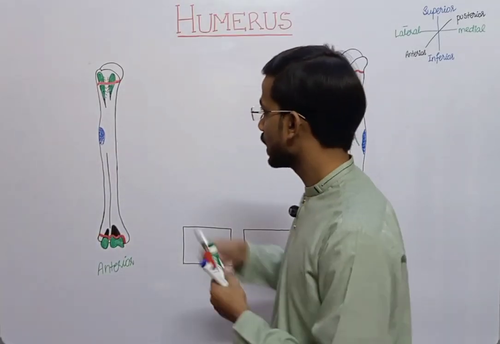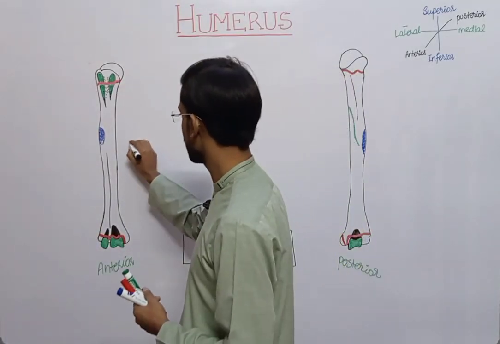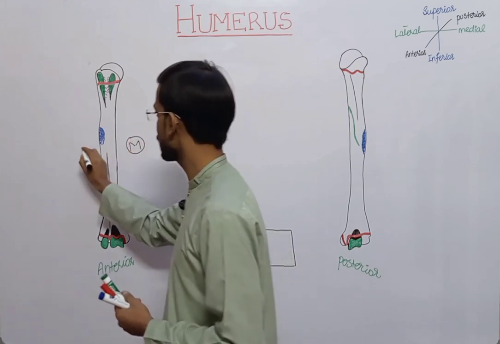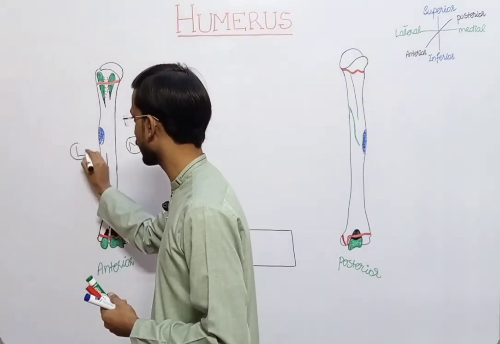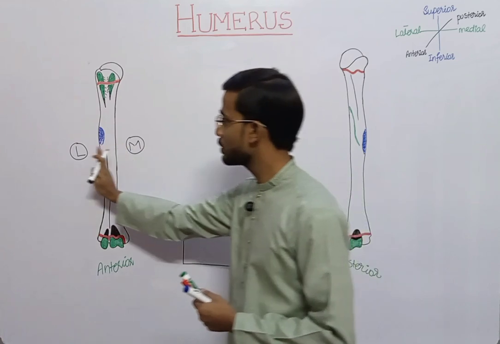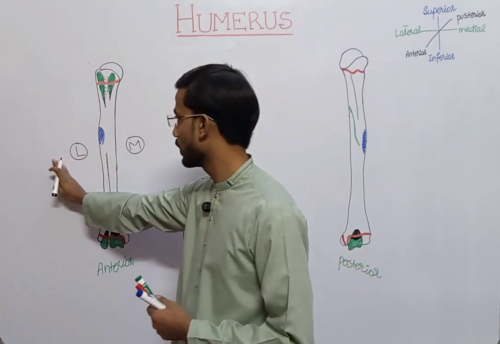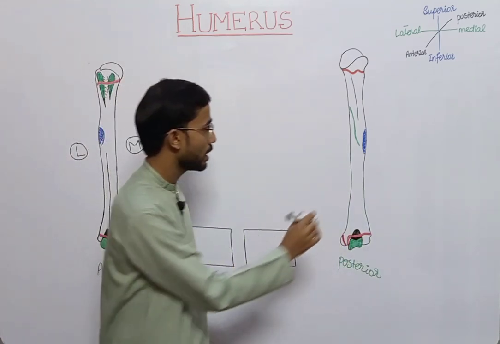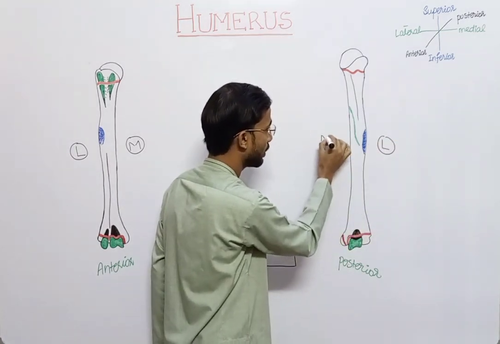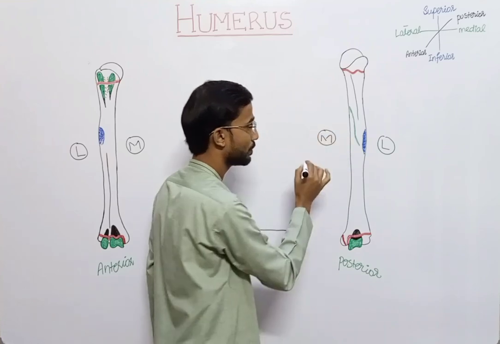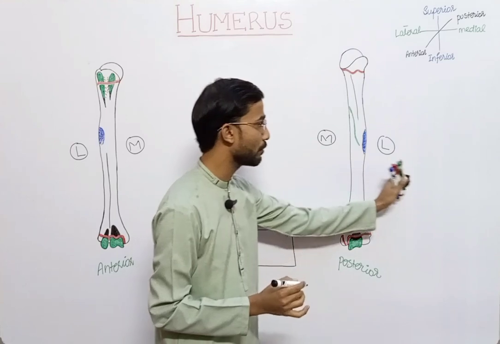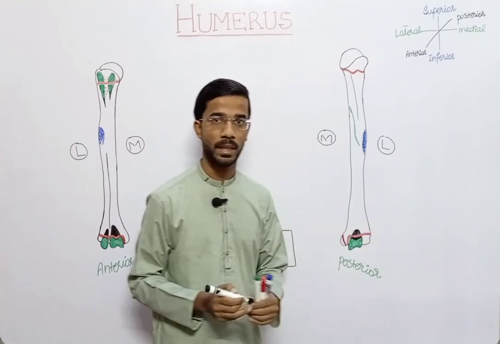Here you can see this region is the medial region and this is the lateral region. This is towards the center of the body and this portion is away from the center of the body. Same here, this is the lateral region and this is the medial region.